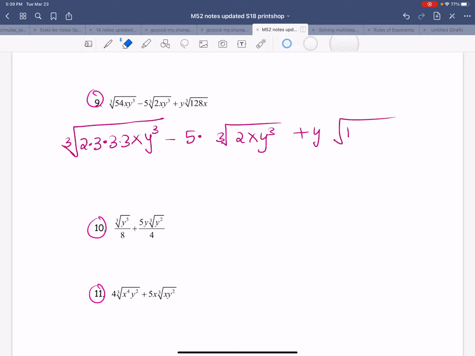128 has 7 2's inside. You can write it to the 7th power, or you can write 7 2's inside and an x. 1 2 3 4 5 6 7. Yep. Okay, now let's go ahead and simplify.